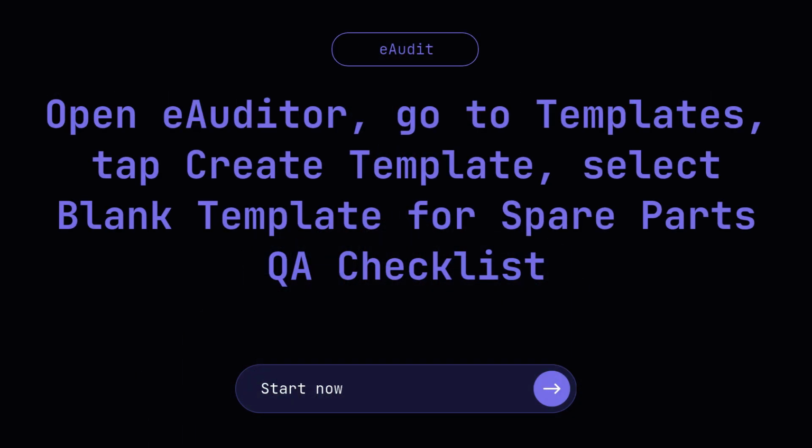Start by opening eAuditor on your phone or tablet. Navigate to the Template section to begin. Tap on Create Template to start building your checklist. Choose Blank Template to customize your spare parts QA checklist. This sets the foundation for a thorough inspection process.